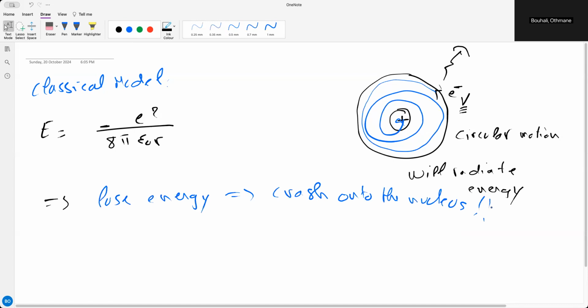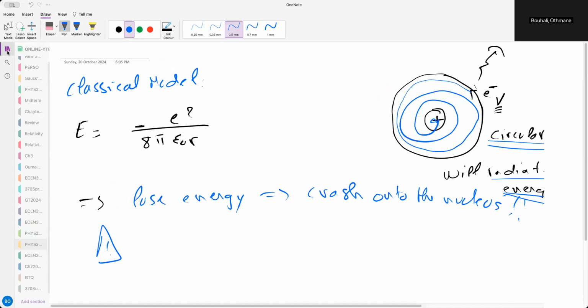So this is a problem. The classical model of the atom has this problem that when a particle is moving in circular motion, it will radiate energy, which means it will lose energy. When it loses energy, it starts approaching the nucleus, because it is losing potential energy also, until it collapses into the nucleus, and there will be no atom. So there is a problem with the classical treatment.